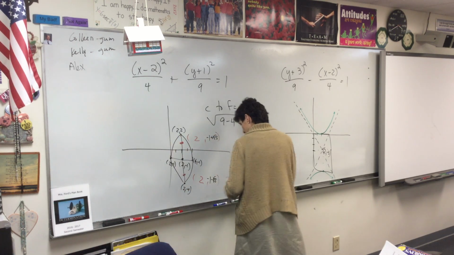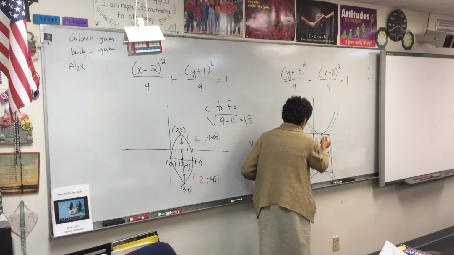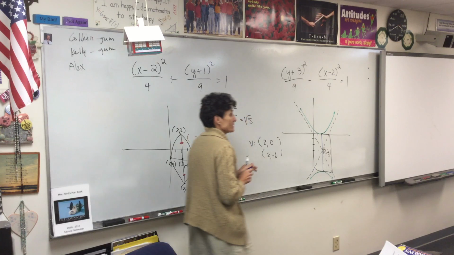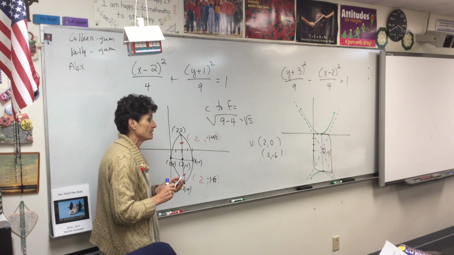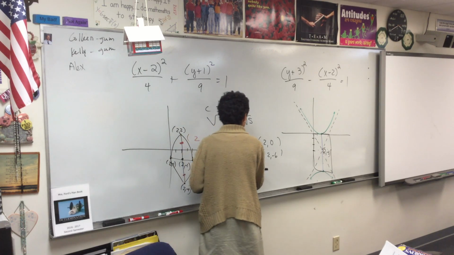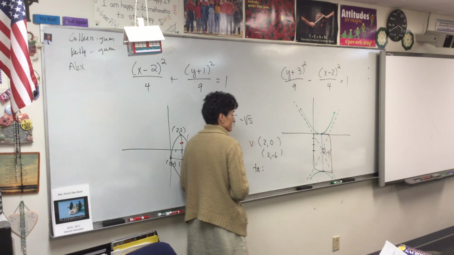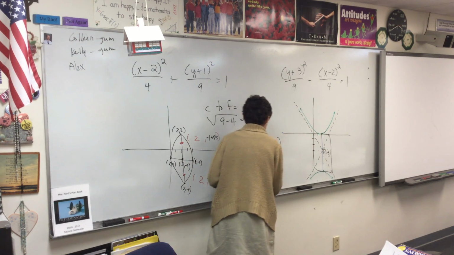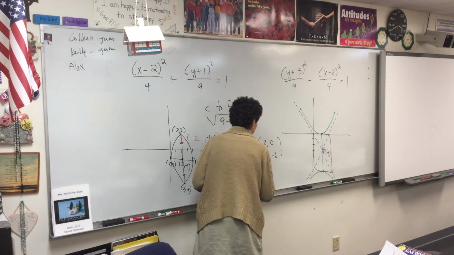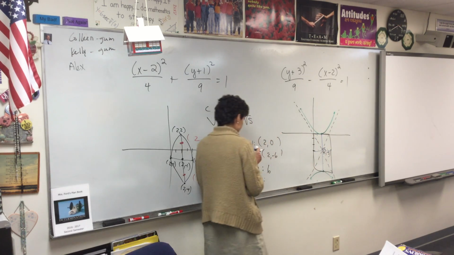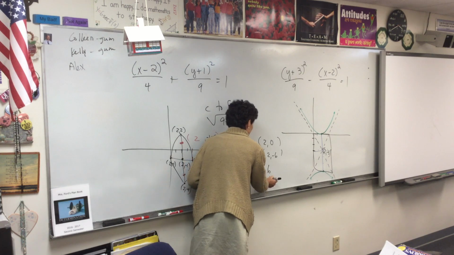This axis right here that joins the 2 pieces of the hyperbola is the transverse. So your transverse axis has a length of what? 6. The other axis is called the conjugate axis, and it has a length of 4.